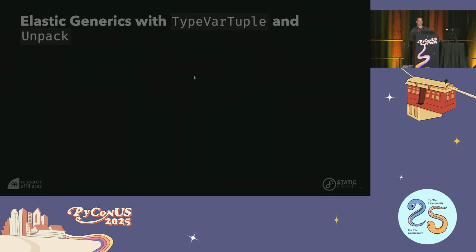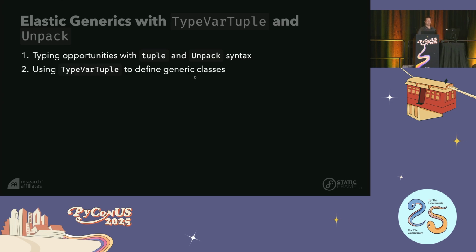So today we're going to talk about these, what I call elastic generics, and see some examples of what we can do with TypeVarTuple and Unpack. We're going to start by looking at specifically the tuple, because there's quite a bit we can do with tuple, and once we understand what we can do with tuple, we're well prepared to look at TypeVarTuple. We're going to see some examples of defining generics with TypeVarTuple, and then we're going to look at what I think is a really compelling and idiomatic application of TypeVarTuple, which is specifying generic DataFrames.